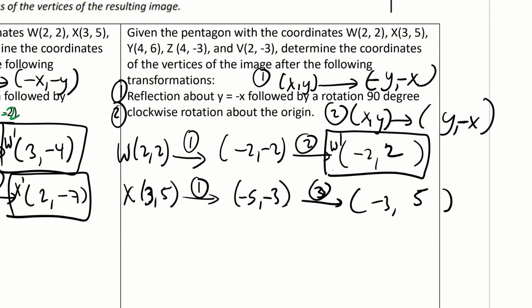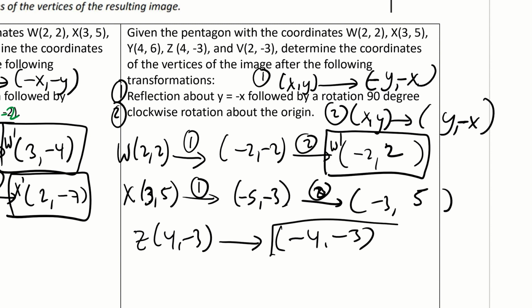So at this point you can see a pattern. The (2, 2) turned into (-2, 2), right? And then you can see (3, 5) turned into (-3, 5). So the pattern is I just have to negate the first coordinate, and that gives me the entire transformation, both transformations. Okay, so at this point you can shortcut it and say that Z is going to turn into (-4, -3).